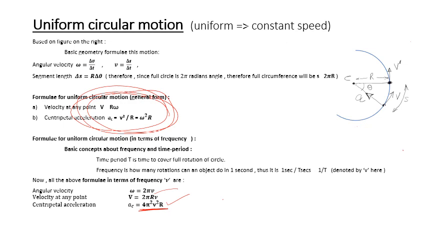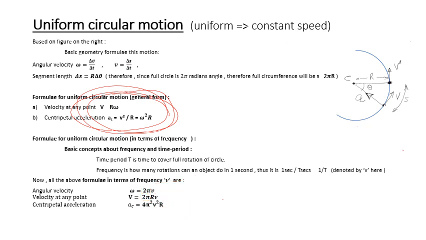R is the radius. 2 pi we know is actually the full angle in radians for a full circle, just to give context to these formulas. So 2 pi is actually the full angle for the circle in radians. This is frequency, and r is the radius of the circle.